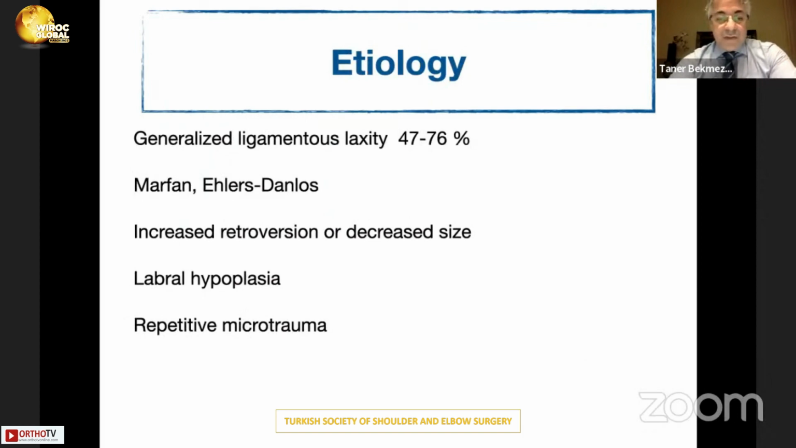That's why it's very important to understand the situation, because 47 to 76% of patients have generalized ligamentous laxity. Any history of generalized ligamentous laxity should be investigated because surgery is less successful in these patients. Also, patients who have hyperlaxity syndromes, like Marfan and Ehlers-Danlos, have a higher risk for developing MDI. Labral hypoplasia and glenoid retroversion may also lead to recurrent dislocation.